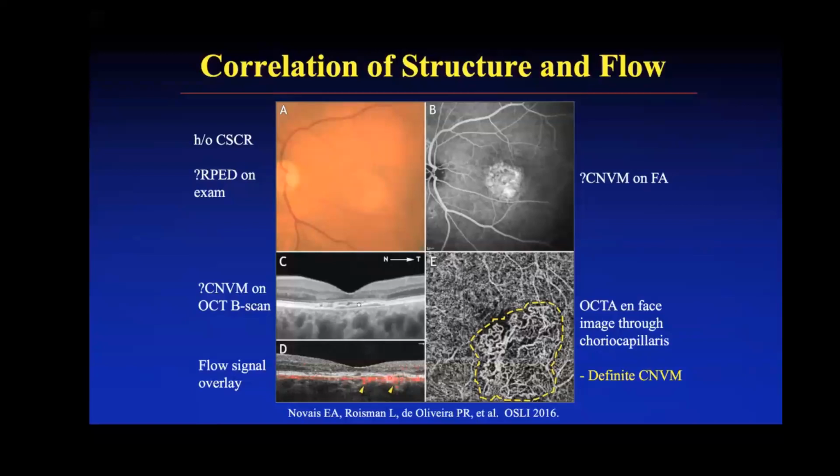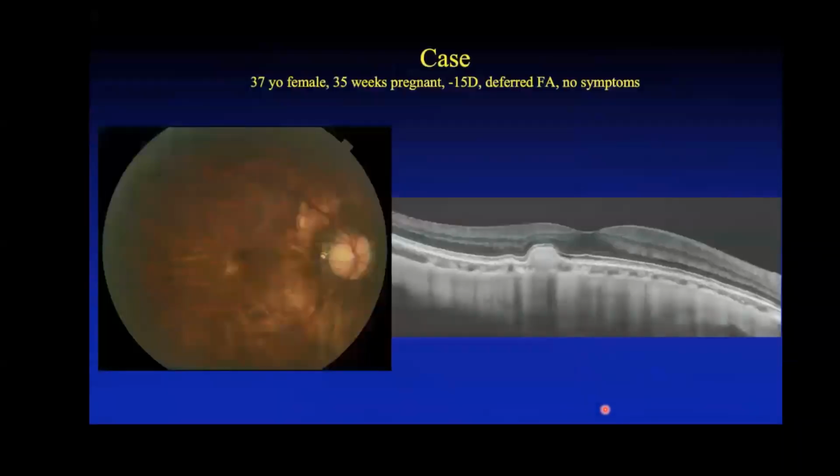And we can see that there's flow in that fibrovascular PED, confirming the choroidal neovascularization. So let's go through some cases. These are cases that I chose from my clinic where I felt that OCTA helped me understand the patient's pathology or helped me with management.